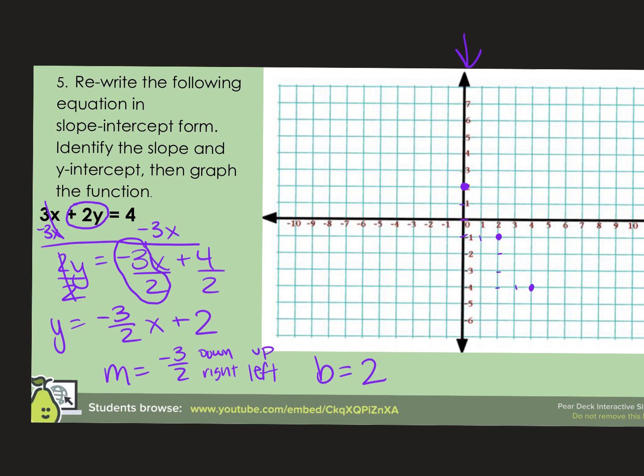You could have gone up 1, 2, 3, and left 2. Either way would have worked. Use a ruler, a straight edge, something to connect your points. And don't forget the arrows. Number 6 is next.